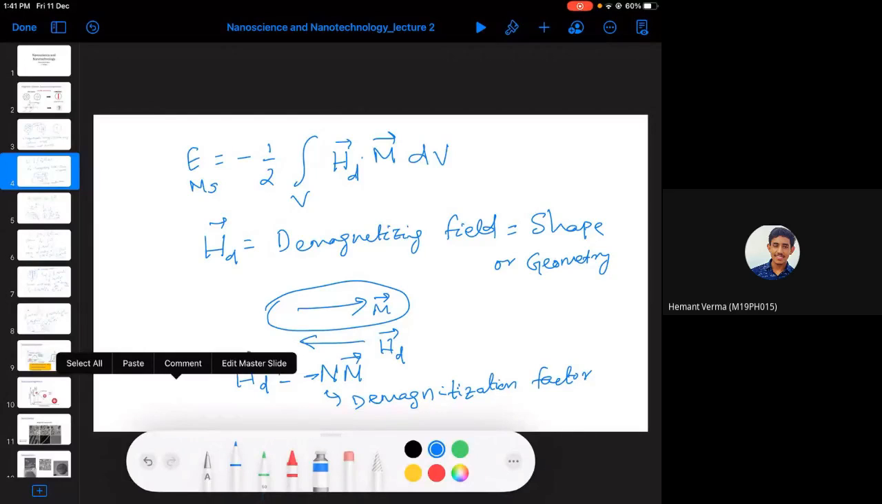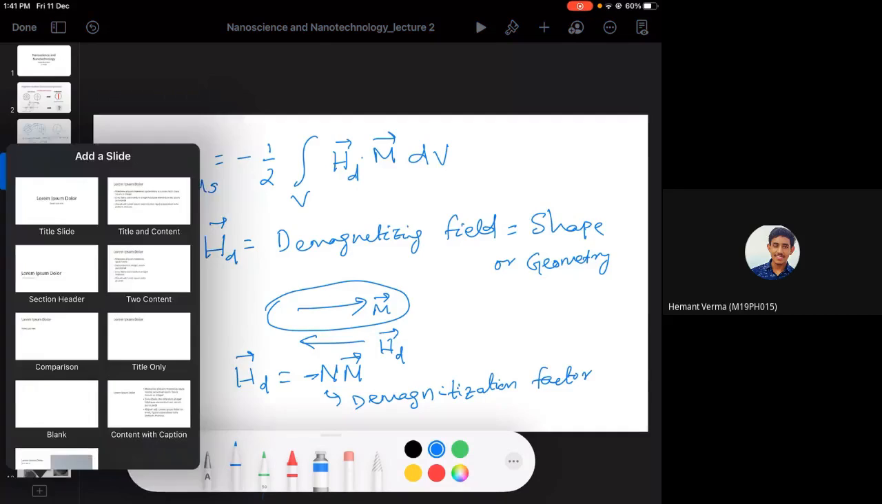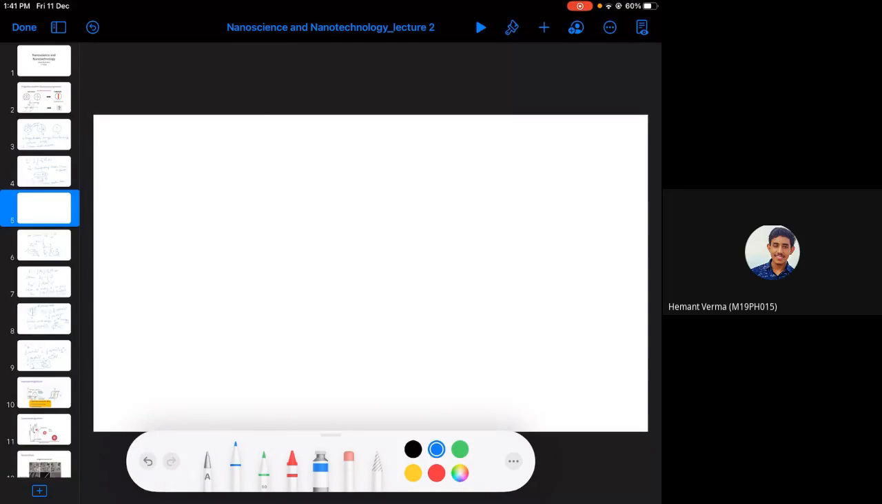So if I take, for example, an ellipsoid, or let's say if I take a cylinder, for example, that is even easier. So if I take a cylinder, in that case, this is my cylinder.